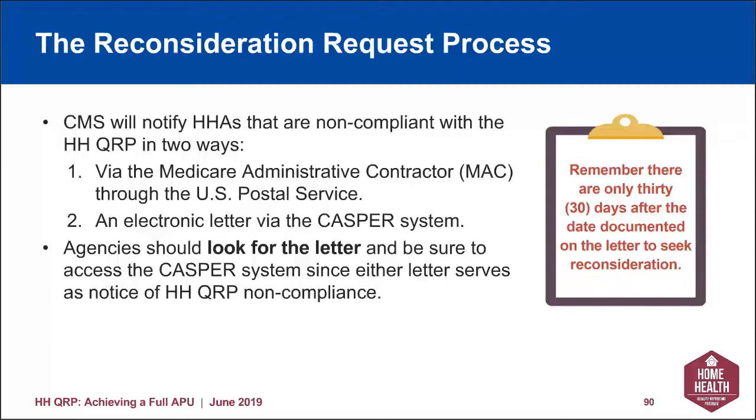CMS will notify agencies that are noncompliant with the HHQRP in two ways: via the Medicare Administrative Contractor through the U.S. Postal Service, or an electronic letter via the CASPER system. Agencies should look for the letter and be sure to access their CASPER system, since either letter can serve as the notice of QRP noncompliance.